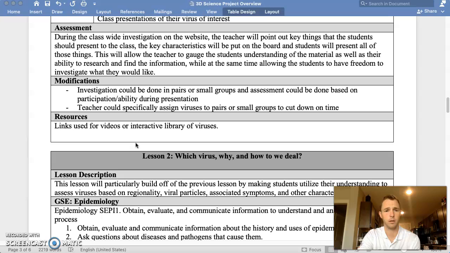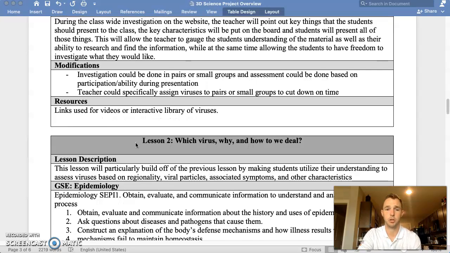Modifications that you could do to change this lesson would be to do the investigations in small groups or pairs to make it a little bit faster. And then the teacher could specifically assign viruses, so it would cut down on time, but then also the teacher would know exactly what they're looking for instead of having it be a little bit more of an open investigation. But I like having the research component to it as well.